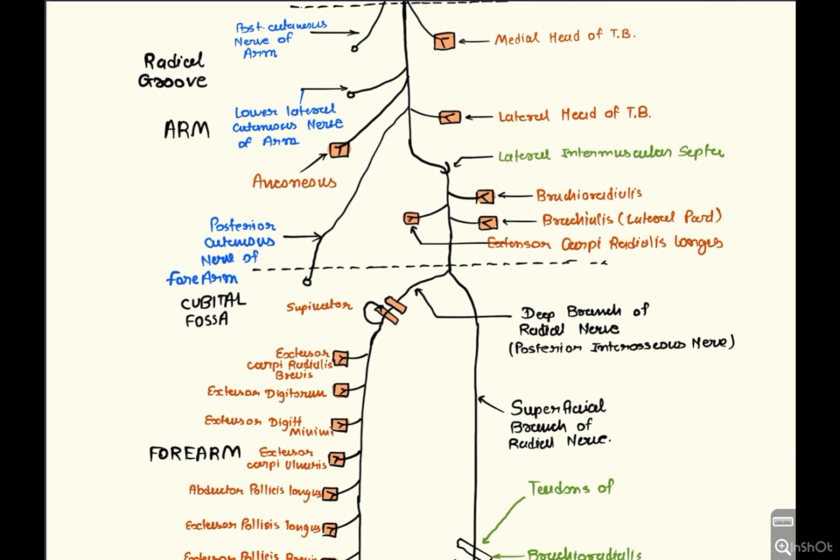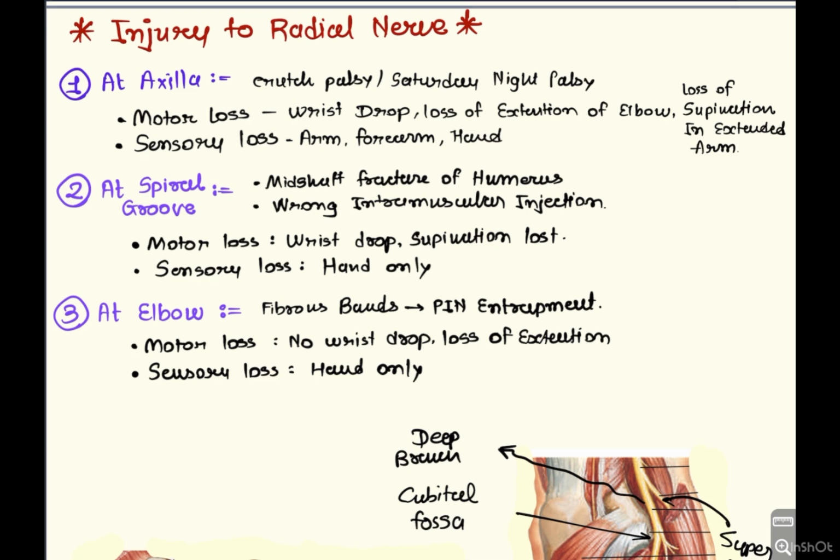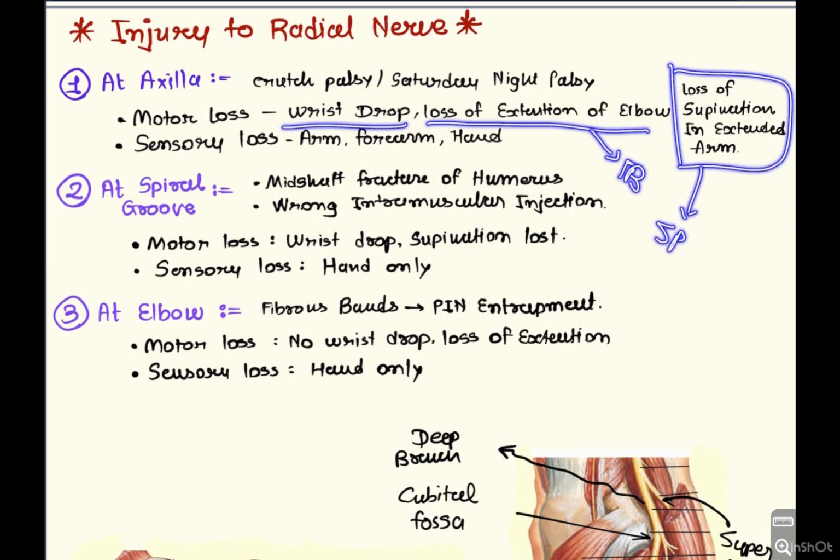And also due to paralysis of the supinator muscle, the person will not be able to supinate his forearm in the extended position because the supination in the flexed arm is done by the biceps brachii muscle. So the motor loss will be the wrist drop, loss of extension of elbow due to paralysis of triceps brachii, and loss of supination in extended arm due to paralysis of the supinator muscle, okay?